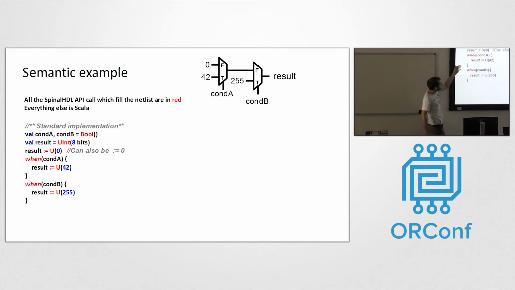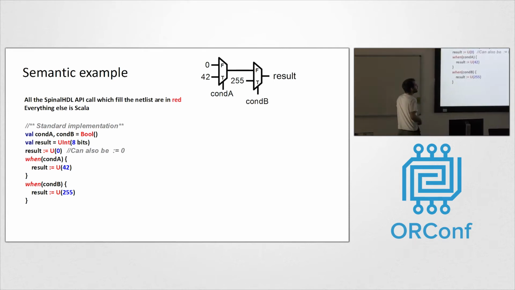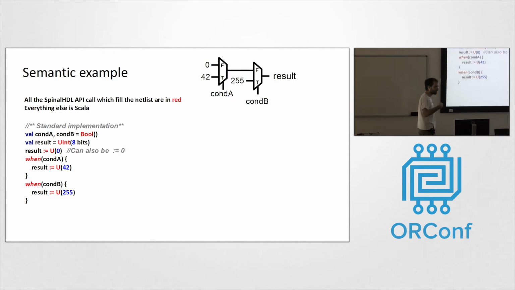And then when cond A is true, result is 42. When cond B is true, result is 255. Really simple stuff. But this slide is not about this simple way of writing things. It's about alternative ways of writing it, to really understand the concept behind those hardware description APIs.